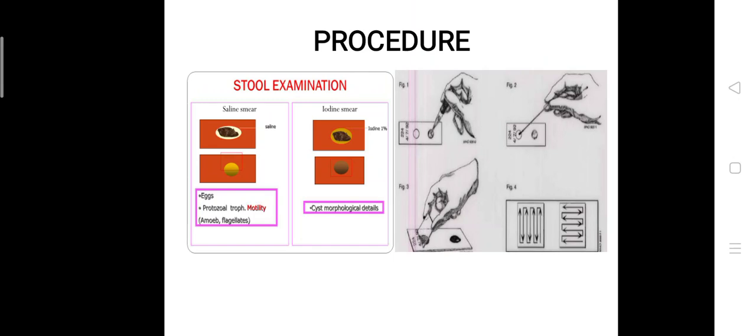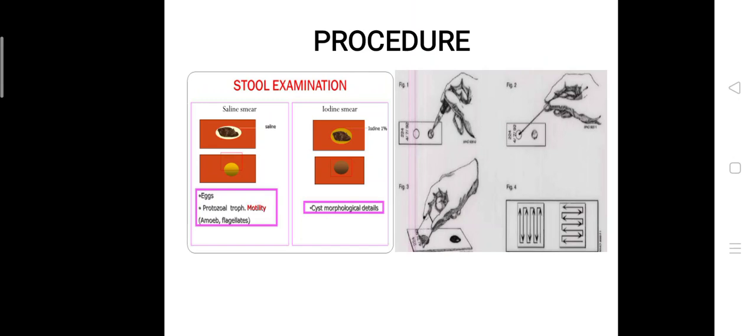Then, if desired, the cover slip can be sealed using petroleum jelly and paraffin oil or any other suitable sealing preparation. Sealing the cover slip keeps the organisms from moving when using the oil immersion objective, and it also prevents the preparation from drying out. So that is the procedure for the saline and the iodine. It's a very simple technique where you just take the specimen, that is the stool, add 1 or 2 drops of saline or iodine, mix it, then cover it with a cover slip.